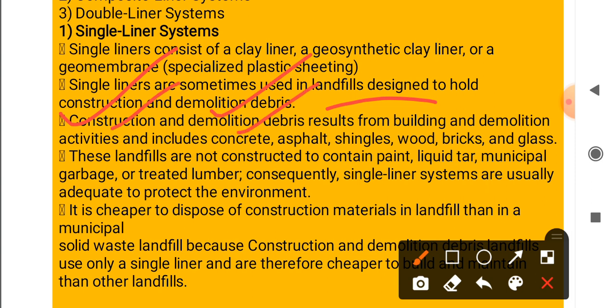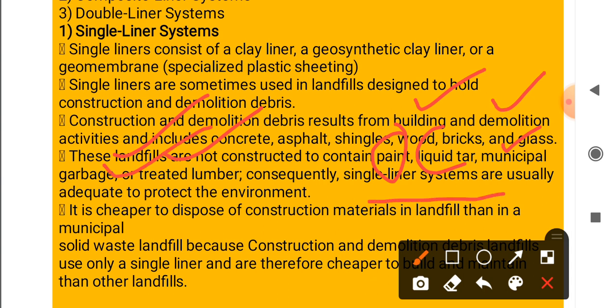Now, construction and demolition debris is produced from building activity, meaning construction sites, and demolition activities, meaning the dismantling of old buildings, which includes concrete, asphalt, shingles, wood, bricks, glass, broken tiles, etc. These are the wastes obtained from construction of buildings and demolition activities. These landfills are not constructed to contain paint, liquid tar, municipal garbage, or treated lumber. Consequently, a single liner system is generally adequate to protect the environment.